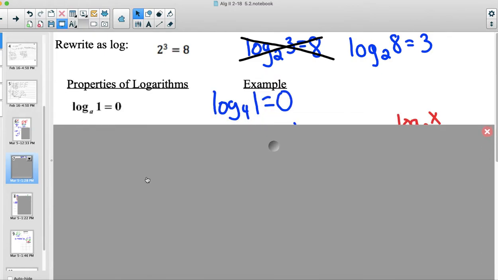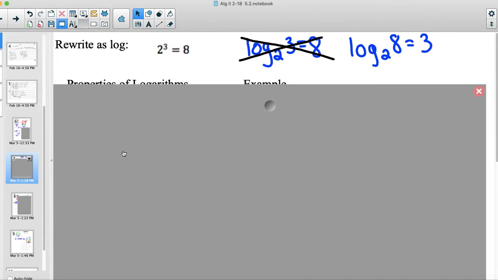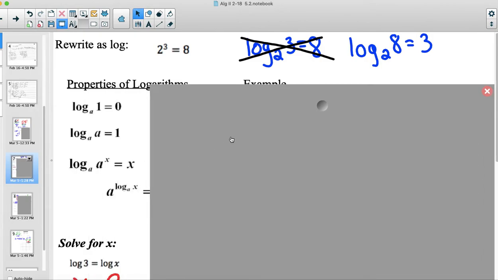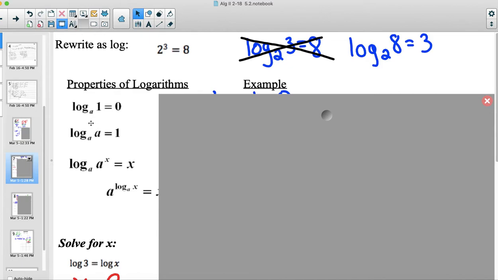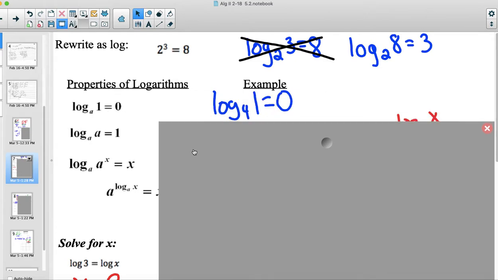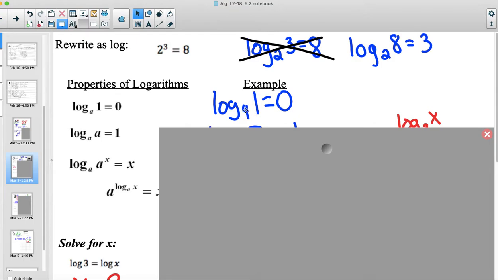There are some properties of logs that we want to make sure we understand. First of all, when we have log base a of 1, that equals 0. What I would recommend is to slide this a over, so a to the 0 power equals 1. That would be the example in exponential form. An example would be this, and you can see that 4 to the 0 power equals 1. So anytime you have a base and a 1 here, it's going to equal 0.